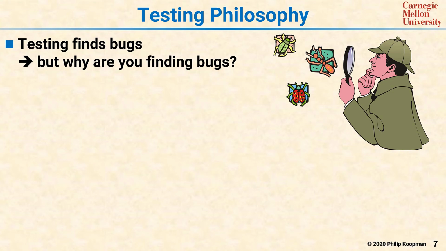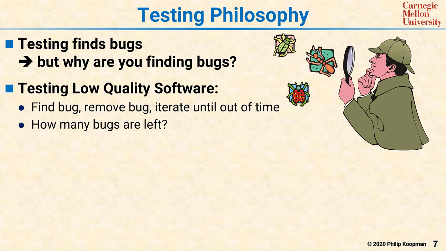For testing low-quality software, which includes possibly everyday IT quality software, where if it doesn't work every single time, it's probably okay as long as it works most of the time, the point of testing is really, it sounds like debugging. You test, you find a bug, you remove a bug, and you keep going until you run out of time because there always seems to be one more bug. The question is, how many bugs are left after this?